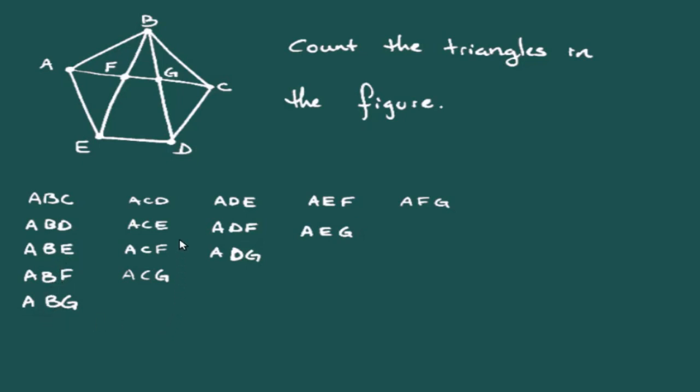Then we go to the next smallest vertex that we can have for our second vertex. So we have ACD, ACE, ACF, and ACG. Then for the next one, ADE, ADF, and ADG. Finally, for the next smallest, AEF, AEG. And finally, for the last one, AFG.